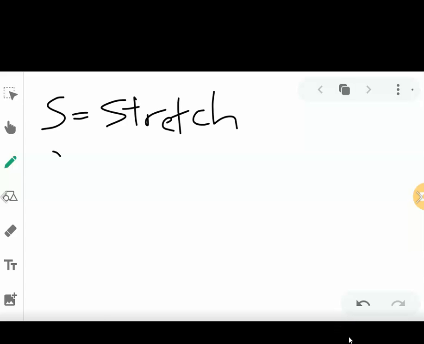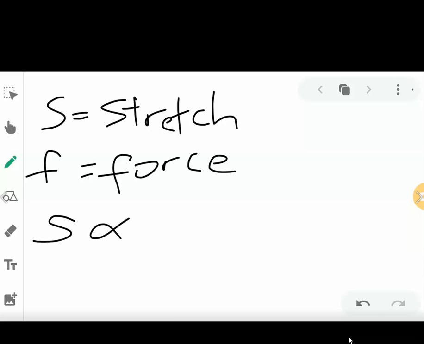So the first thing I'm going to say is to let S represent the stretch in the elastic band, and let F represent the force applied. Alright, so as we said, the stretch in the elastic band happens uniformly when a force is applied. So that means the stretch is directly proportional to force. So we can say S is directly proportional to F.